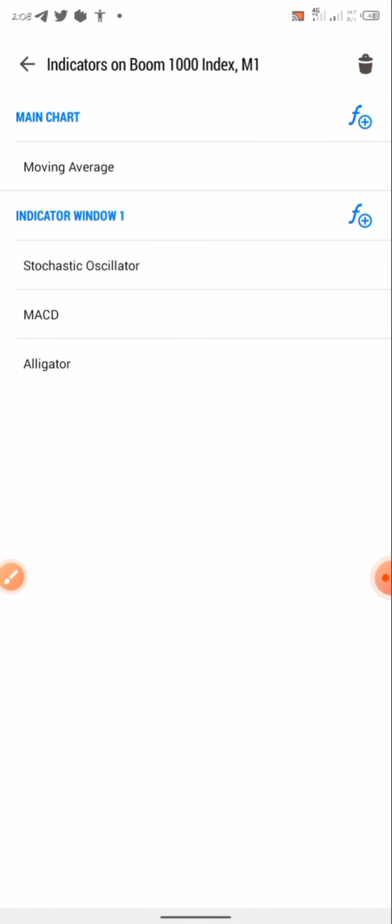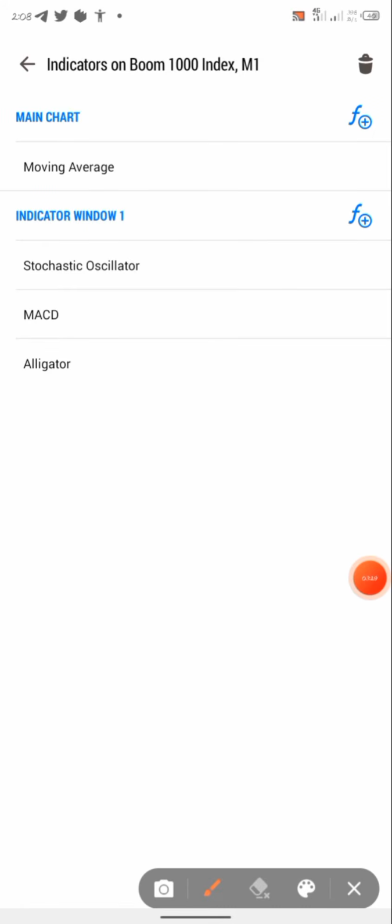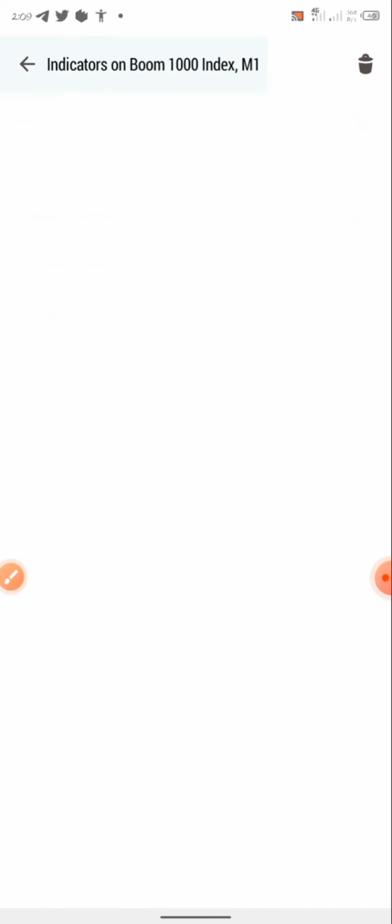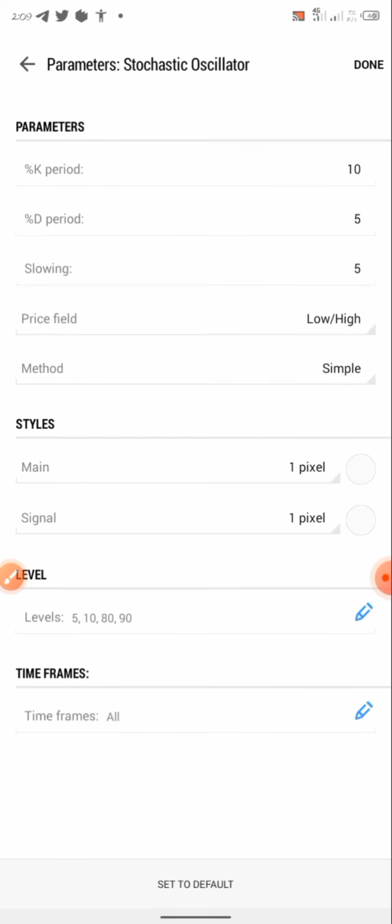Now the indicators you are going to add in indicator window 1. So just click on this icon right here. After you click on the icon, you must add your stochastic oscillator. Sorry for my voice today. I don't feel so well, but I had to let you guys know about this strategy.